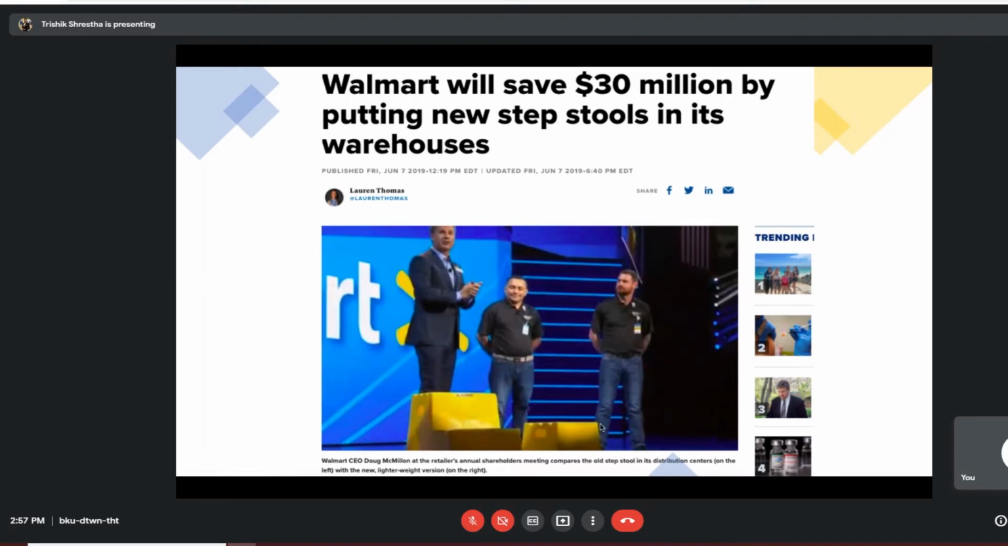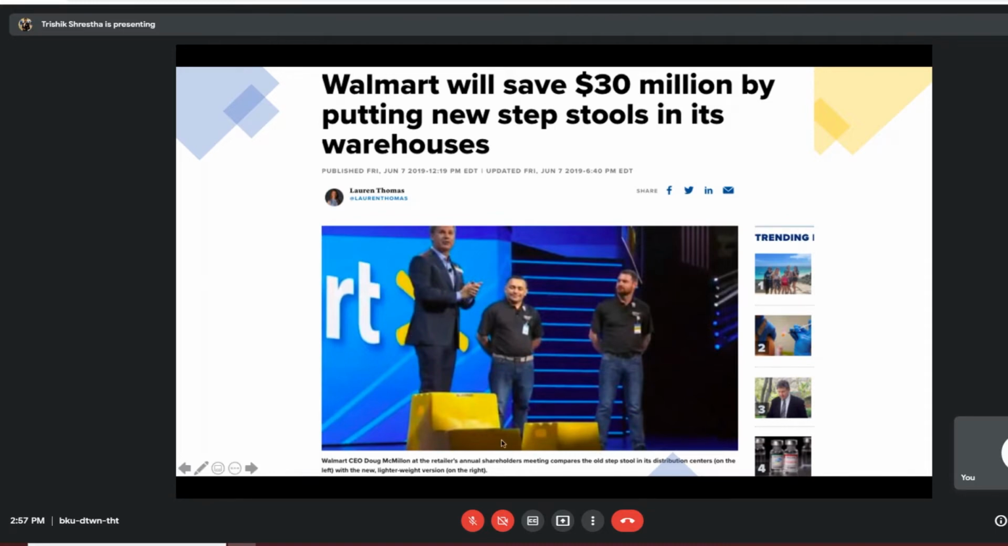It went so high that they saved $30 million by just putting in a new step stool. Do you see how much of an impact micro innovation can have? It is just enhancing the way that things are being done. It's nothing new. It's just replacing one stool with another stool.